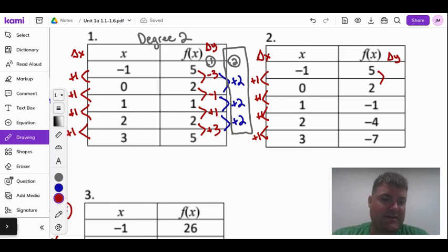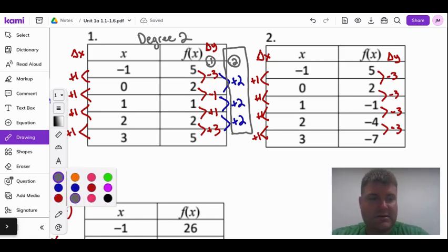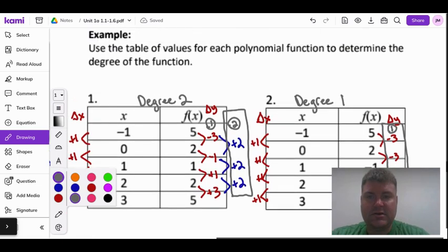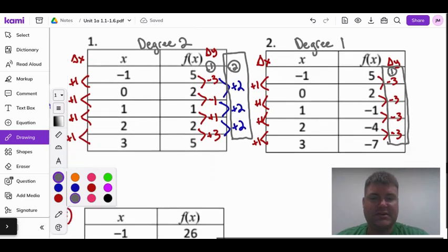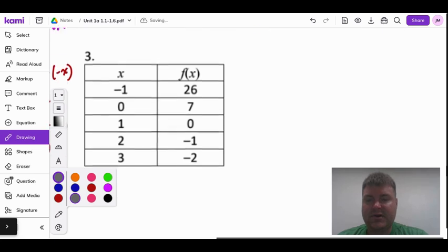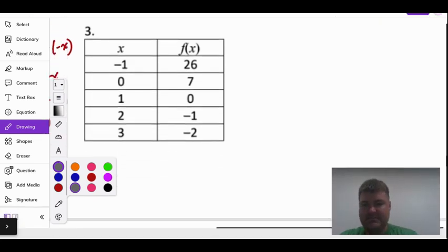From 5 to 2, that's going to be down 3. 2 to -1, down 3. -1 to -4, down 3. -4 to -7, down 3. That is all constant. So what can I say about number 2? This is degree 1. All it is asking us to find is the degrees. Now you're going to try number 3 on your own. You're going to pause this and see how you do.